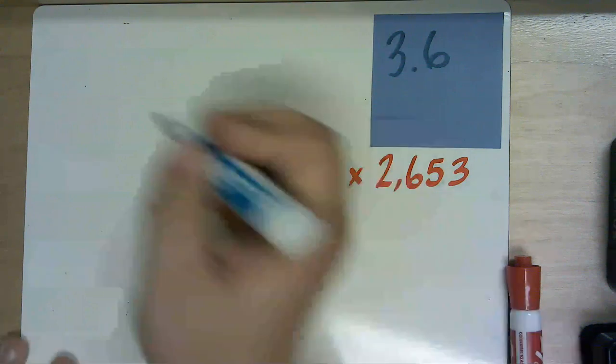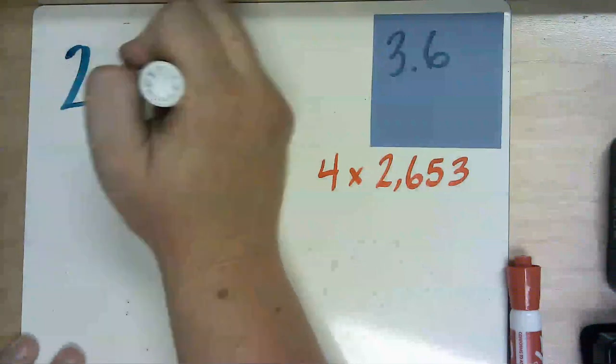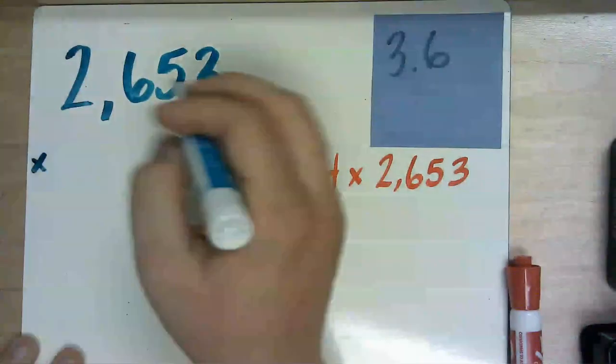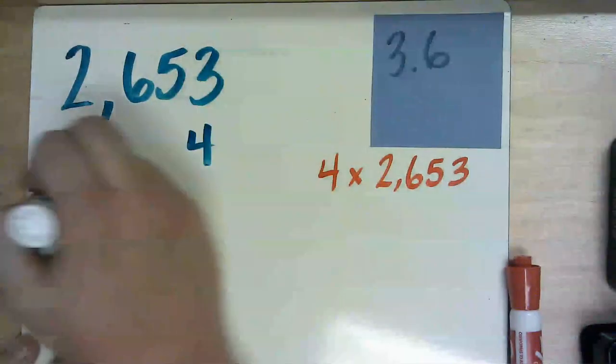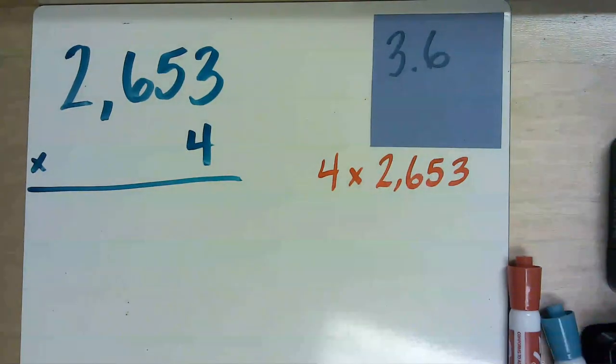I hope you tried it out. I'm going to go ahead and do that as well. So 2,653. I start with my larger number because it does help me to keep track of my different place values. All right. So once I've got that done, now I can get started.